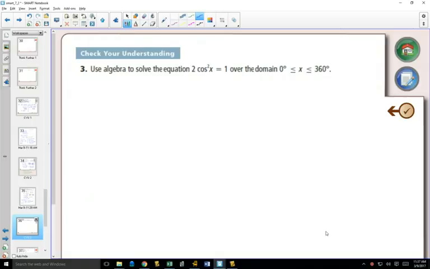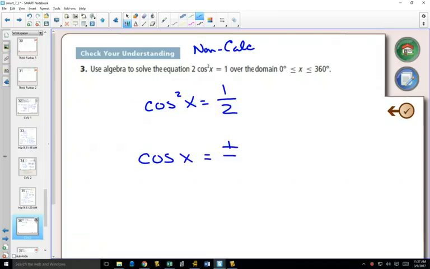Use algebra to solve. This one would have been a non-calculator one, so you can kind of sort of do some predicting. As soon as you find out this is on the non-calculator part of my test, it's probably going to lean into my unit circle. How do I solve something with a cos squared? Well, if I get the cos squared by itself by dividing both sides of this equation by 2, how do I get rid of a squared? Square root. And if I square root something, I have to remember the plus or minus.